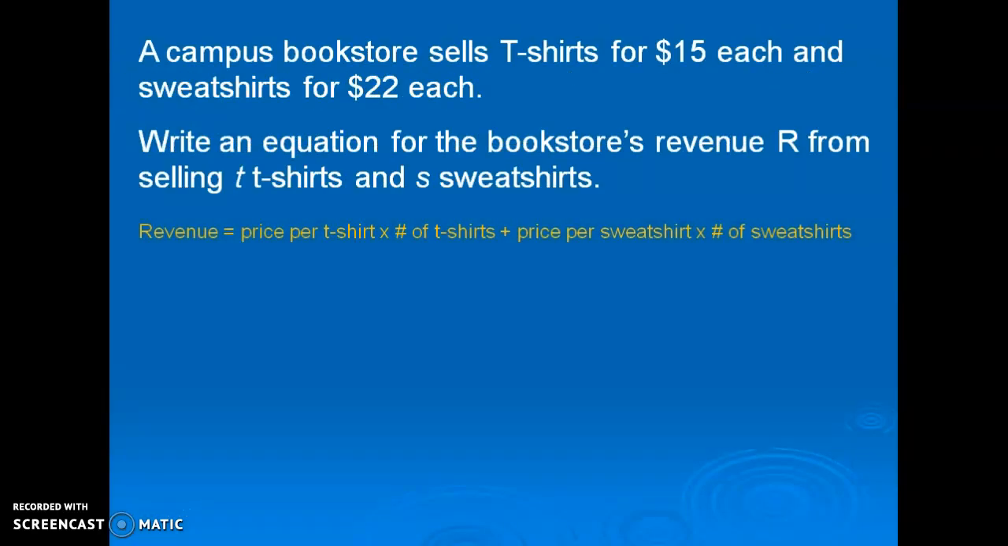And finally, a campus bookstore sells t-shirts for $15 each and sweatshirts for $22 each. Write an equation for the bookstore's revenue R from selling T number of t-shirts and S number of sweatshirts. So remember that revenue simply means the price times the number. So we have the price per t-shirt times the number of t-shirts plus the price per sweatshirt times the number of sweatshirts. Substituting in everything we know, R is the revenue. Price per t-shirt is $15. The number of t-shirts is T, plus 22 is the price per sweatshirt times S number of sweatshirts.